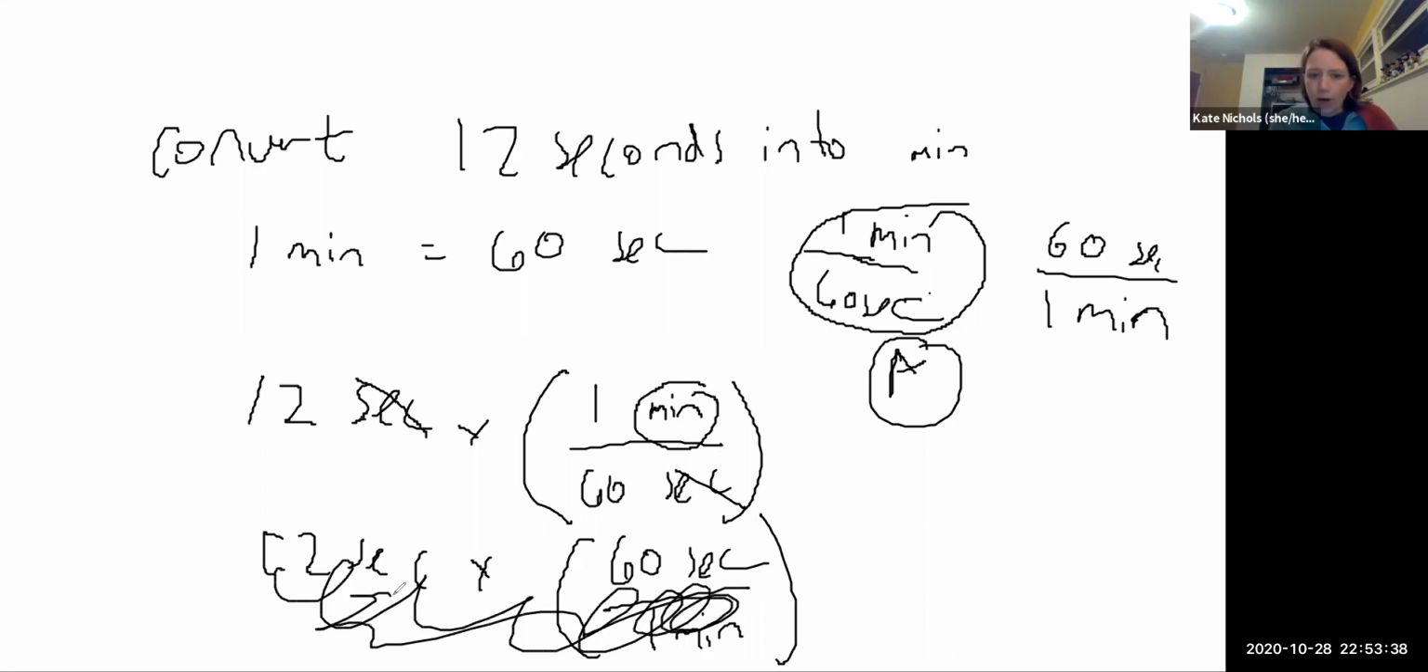So back to our original problem. We know that our answer is going to be in minutes because we've canceled out seconds. The math, we're just going to multiply together all the values on the top. So 12 times 1 divided by, the only thing we have in the bottom is 60. So in your calculator, you would just type in 12 times 1 divided by 60.